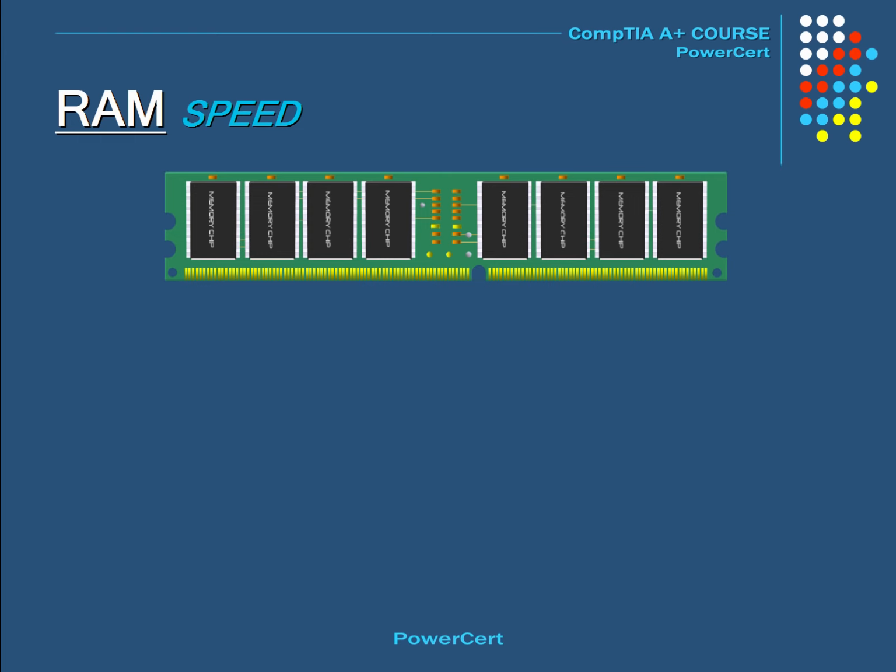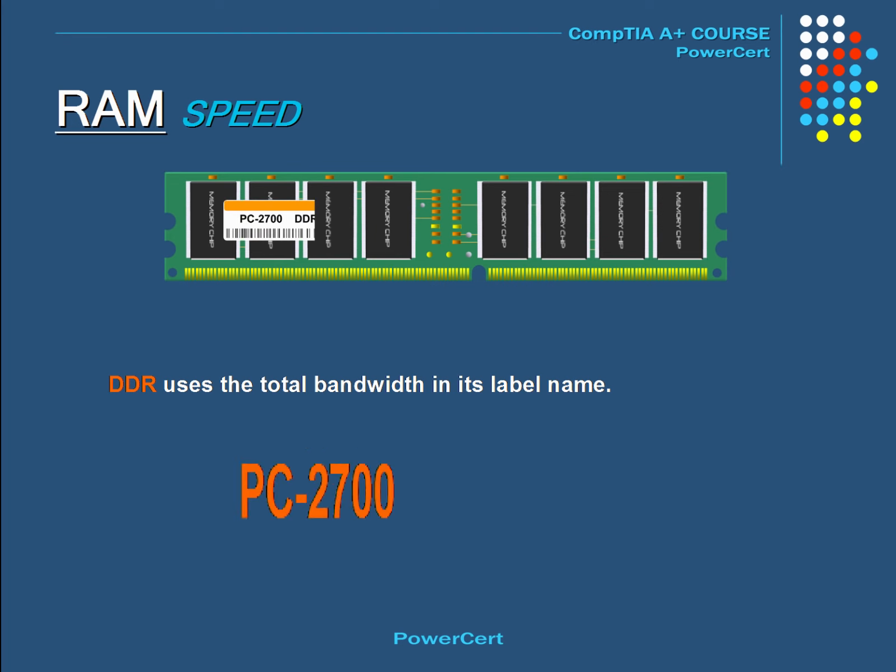DDR is also labeled differently than non-DDR RAM. Instead of including the clock speed in its name, like PC133, where 133 equals the clock speed, DDR uses the total bandwidth instead. For example, a DDR DIMM labeled PC2700. The 2700 is not the clock speed, but it's the actual total bandwidth.